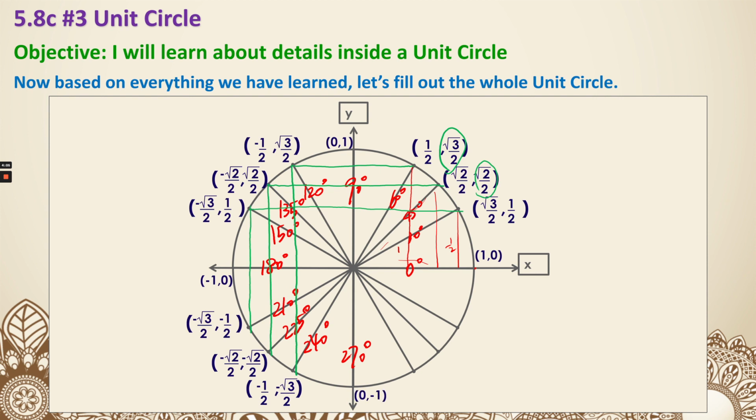Okay, keep adding more to get to the other quadrants. The last quadrant, the fourth quadrant: 30 on top of 270 is 300.